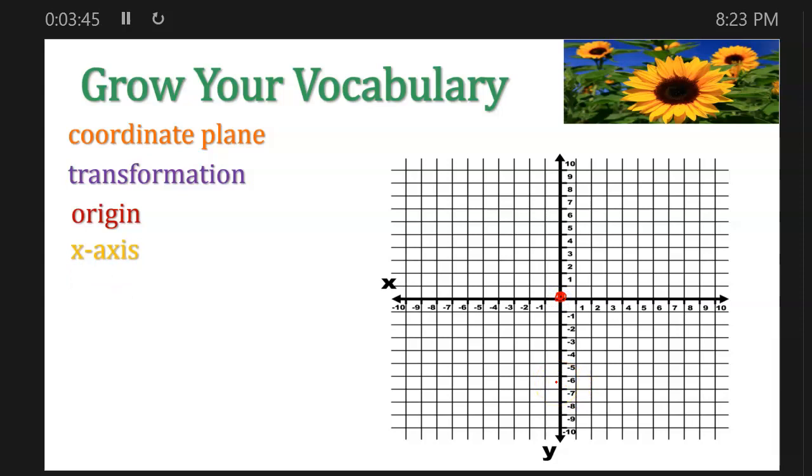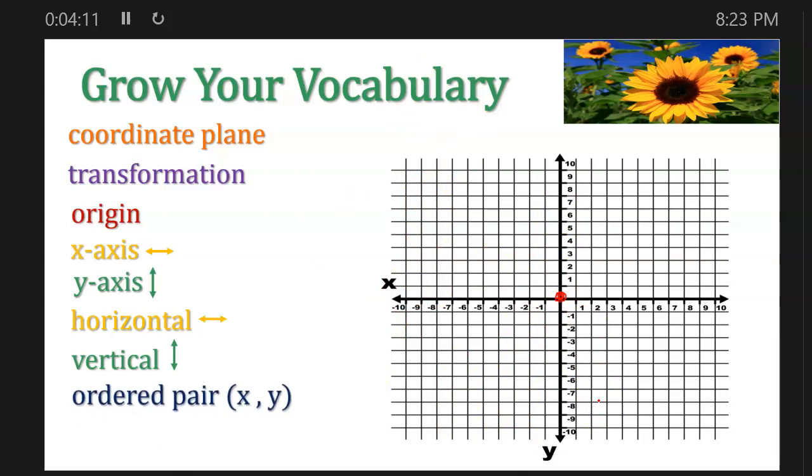The x-axis is the axis that runs horizontally, or from left to right, and the y-axis is the axis line that runs up and down. So horizontal is left to right, which is the x-axis, or this line here. And then the y-axis runs a vertical way, up and down. Ordered pairs always come in x, then y, so that we know we need to move right or left first, and then move up and down second when we're looking at ordered pairs or plotting ordered pairs or coordinate points.